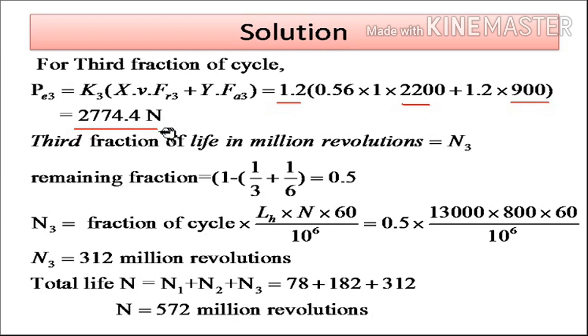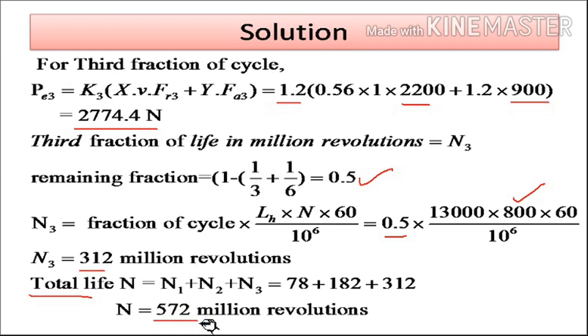Now the third fractional cycle is not specified. First two cycles are specified, 1 by 6, 1 by 3, like that. So the remaining fraction I can find out, that is 1 minus 1 by 3 plus 1 by 6, that is equal to 0.5. So the third fractional cycle is 0.5 and it is rotating at 800 RPM. So I will be getting N3 as 312 million revolutions. The total life will be the sum of N1 plus N2 plus N3, that is 78 plus 182 plus 312, that is 572 million revolutions.